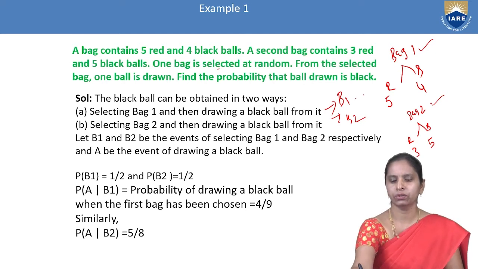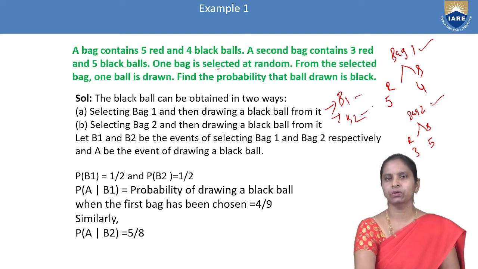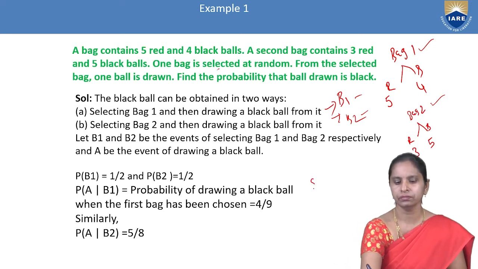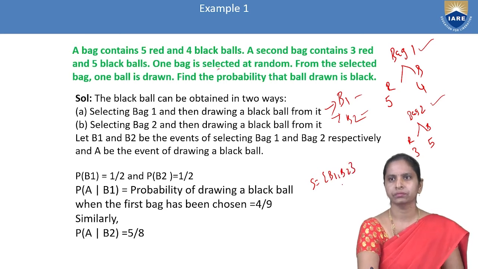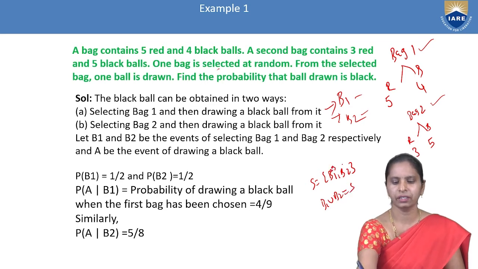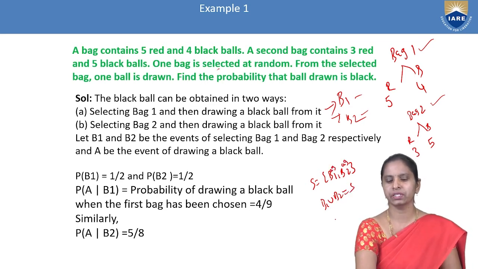Here there are only 2 bags, and the union of these 2 events, B1 union B2, equals what? It means either you have to select bag 1 or bag 2. So, S equals B1, B2. I have to select either bag B1 or bag B2. So, B1 union B2 is nothing but the sample space S.